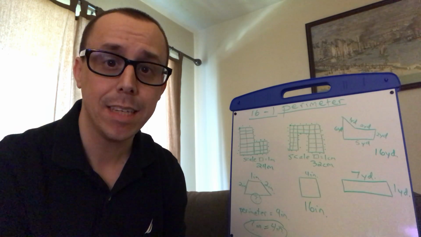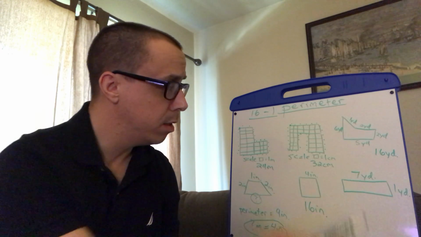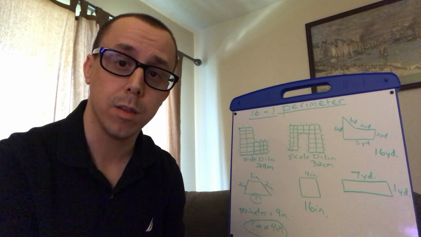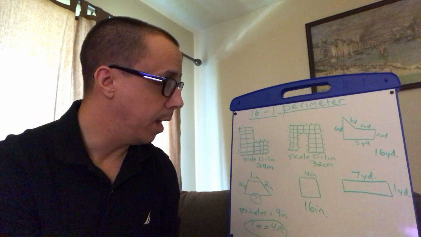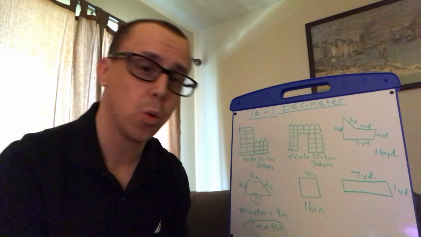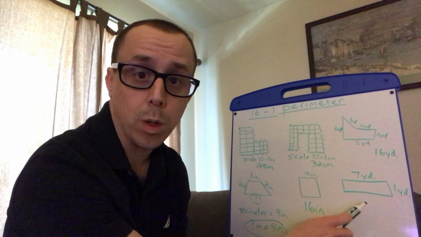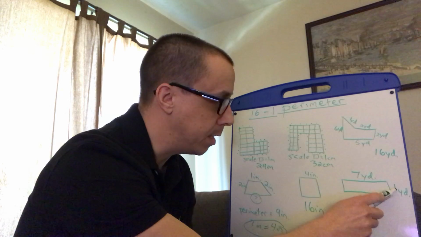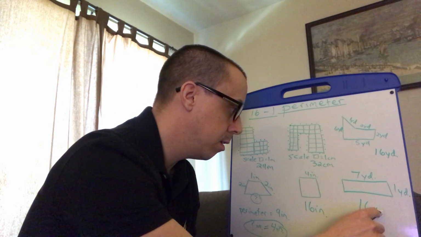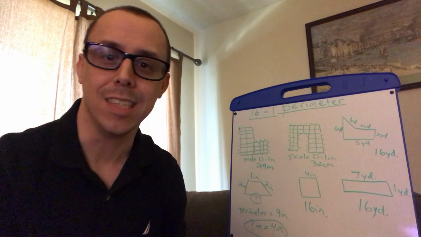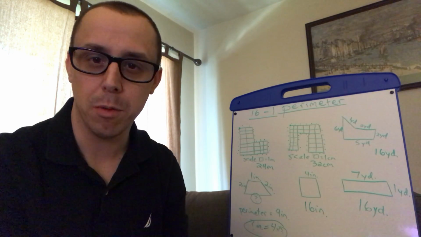And finally, a rectangle, we know, has opposite sides that are equal. So the long set of sides are 7 yards each, and the short sides are 1 yard each. So I know that 7 and 7 is 14, 15, 16. It's just a coincidence that both of those add up to 16 as I just randomly put the numbers up.